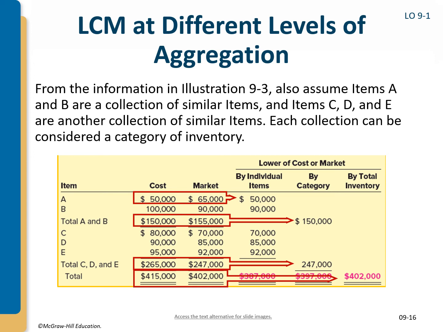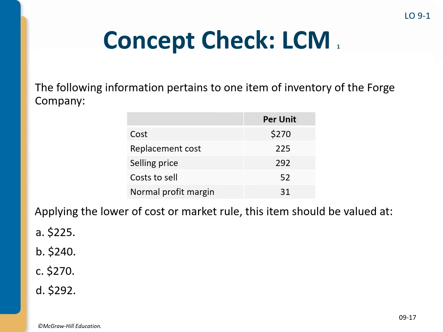So you can also do this type of analysis by category and by total, like we did for our first levels. So applying the lower of cost or market, now we need to know replacement cost, selling price, costs to sell, and a normal profit margin, and that's a dollar amount there.